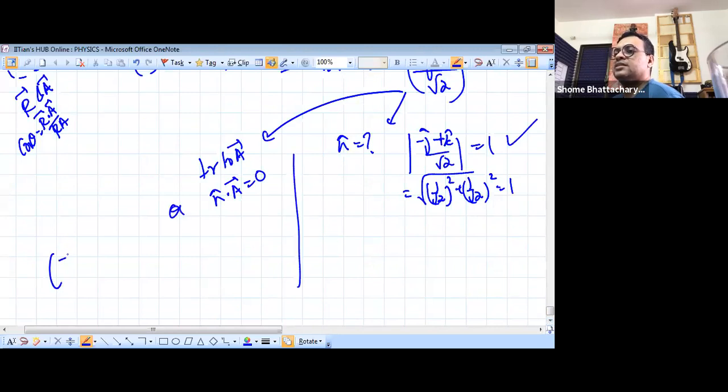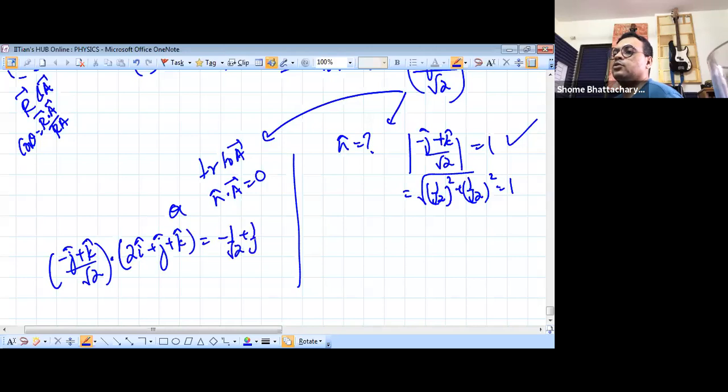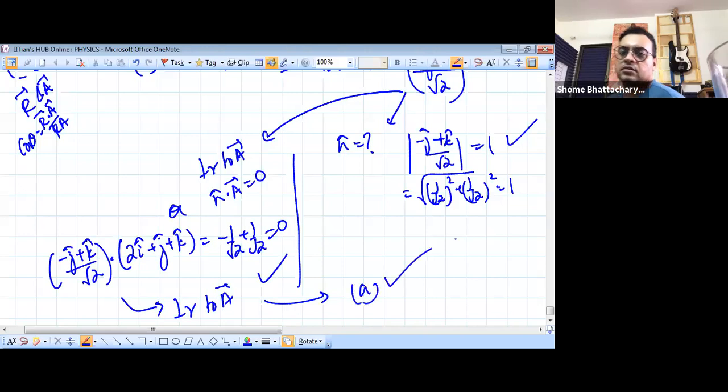So (minus j cap plus k cap) by root 2, dot product with E, which was 2i plus j plus k, is how much? It is minus 1 by root 2 plus 1 by root 2. So that is 0. That means this is perpendicular to E. So that makes option A correct. Understanding? To check if two vectors are perpendicular to each other, we check their dot product. If it is 0, then the angle between them is 90 degrees.